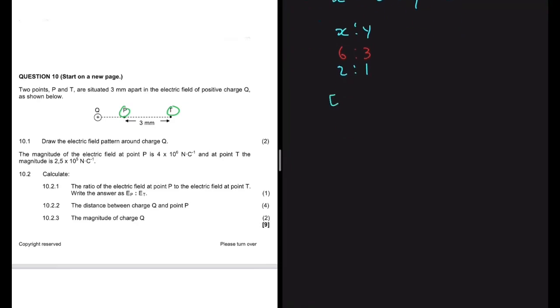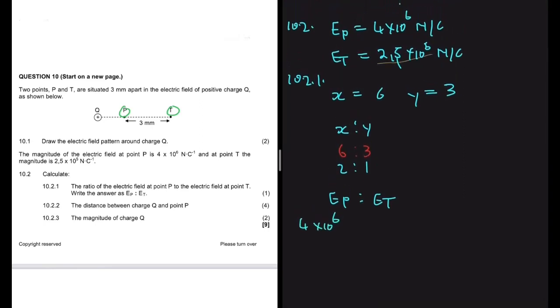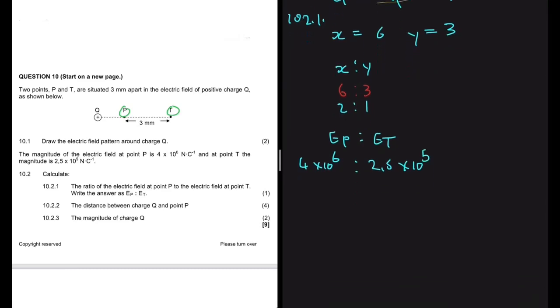We're saying that EP is to ET, but then what is EP? We know fully well that EP is 4 times 10 to the 6 newtons per coulomb. And then what is ET? That is 2.5 times 10 to the 5 newtons per coulomb. So we are dividing which number by which number here, because it's no longer straightforward, like for instance when you have 6 and 3.